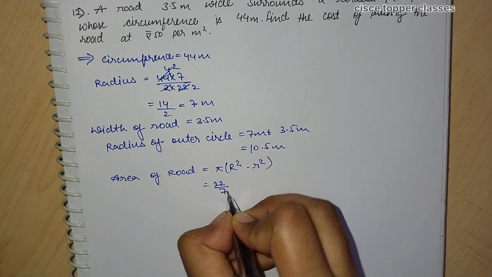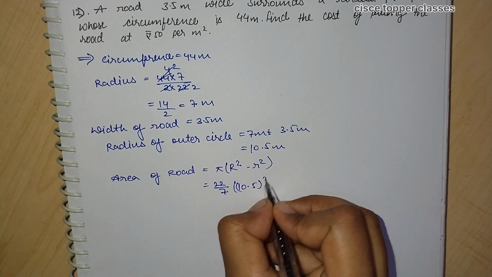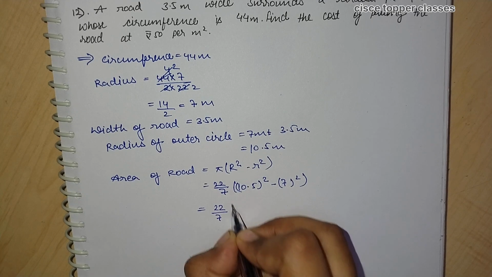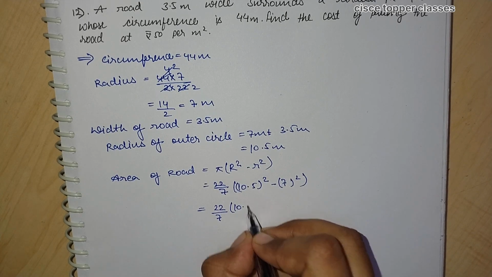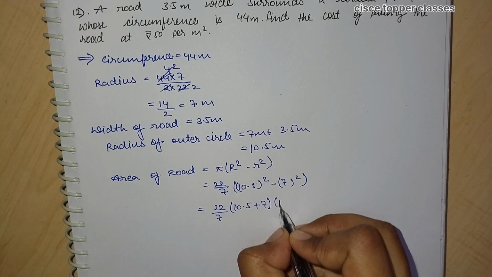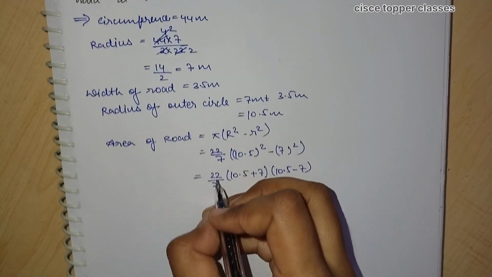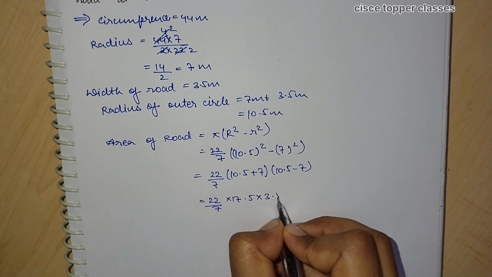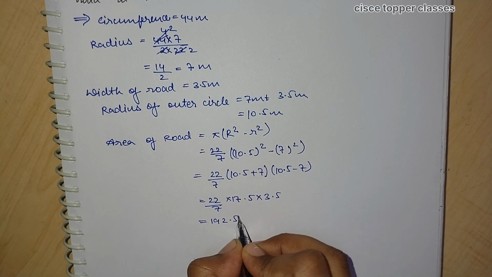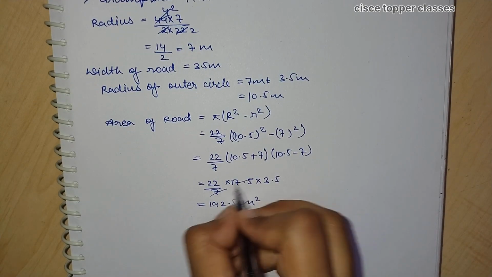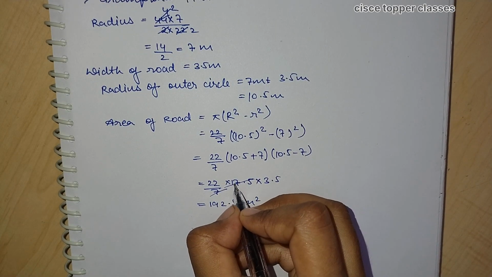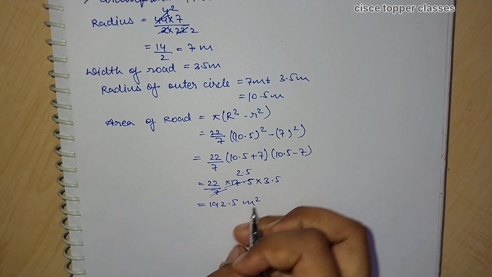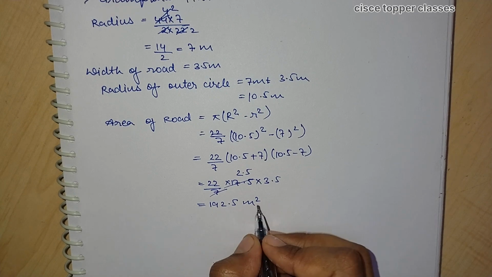So this will be 22 by 7 into 10.5 whole square minus 7 whole square. So we can write 22 by 7, by using a square minus b square formula, as 10.5 plus 7, then 10.5 minus 7, equal to 22 by 7 into 17.5 into 3.5, so equal to 192.5 meters square. On calculating this will cancel out here. So 14 here, 2 14, and 2.5 we can write 2.5. So this will be equal to 192.5 meters square.